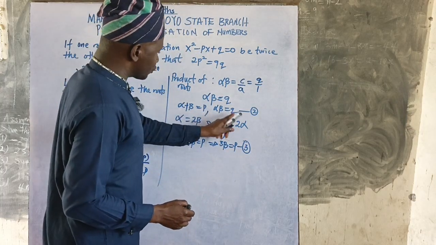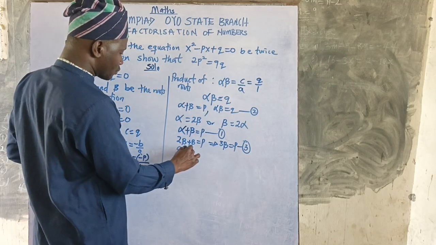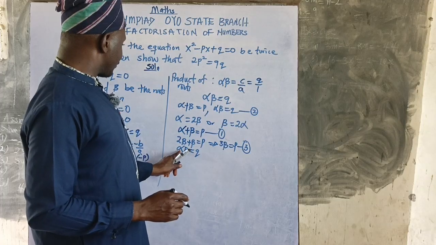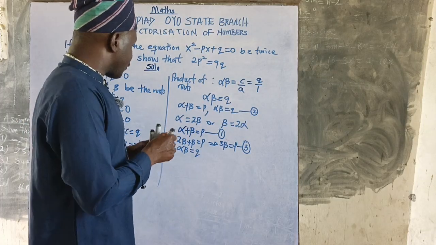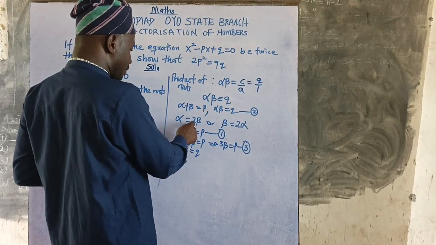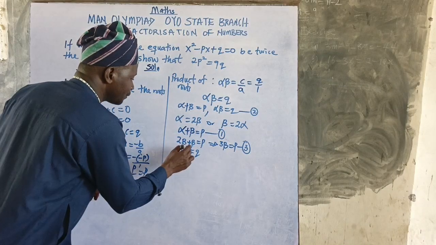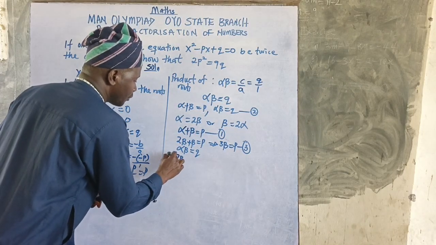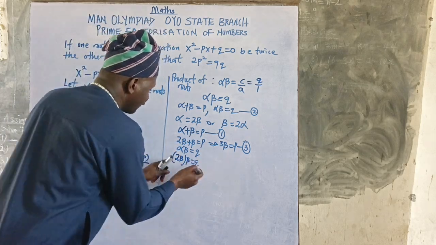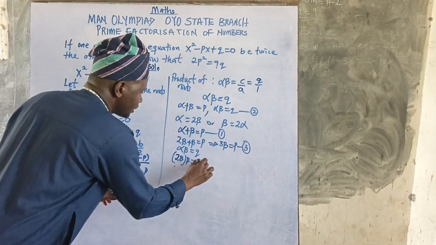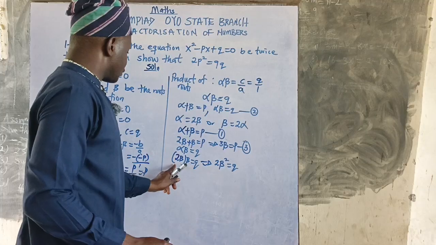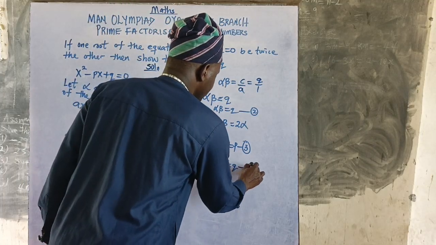Now in equation 2, we have alpha beta equals q. Don't forget alpha equals 2 beta. Just as in the first equation, we are going to substitute 2 beta for alpha. So we have 2 beta multiplied by beta equals q, which implies 2 beta squared equals q. Call this one equation 4.